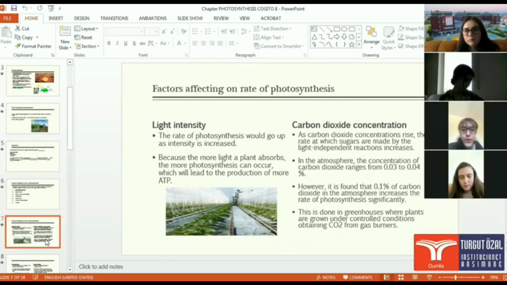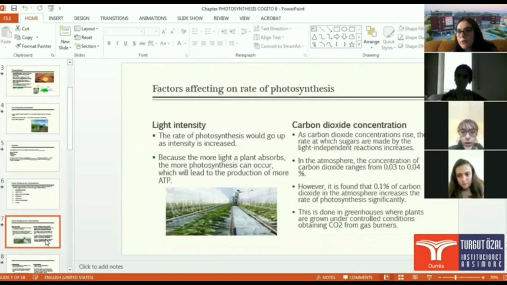The rate of photosynthesis goes up as the light intensity increases, because the more light a plant absorbs, the more photosynthesis can occur. So even if we increase the light intensity, it gives us a positive conclusion. All right. What about carbon dioxide? You can do it again, please.